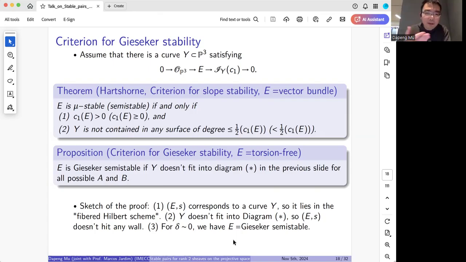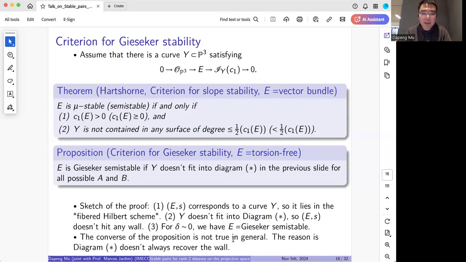So maybe let me just make a remark orally. It looks like this proposition is kind of weak, but actually in reality, you will see there are not many candidates for A and B. I think it's not very hard to check. In practice, there are not many possible A and B. You don't have to check a lot.